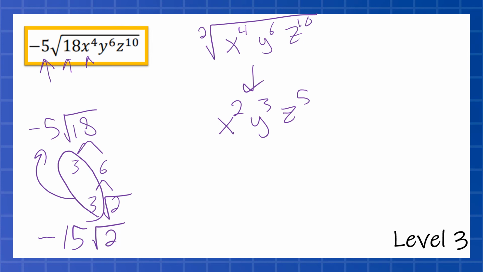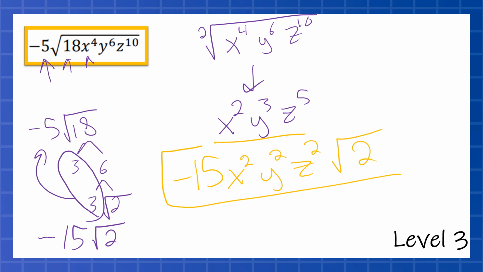Now I'm going to combine these two pieces right here to go ahead and put the -15 square root of 2. But I want to combine them by making sure the outsides stay on the outside. So I'm going to put this stuff on the outside with it. And the square root of 2 is the only piece that's left on the inside.